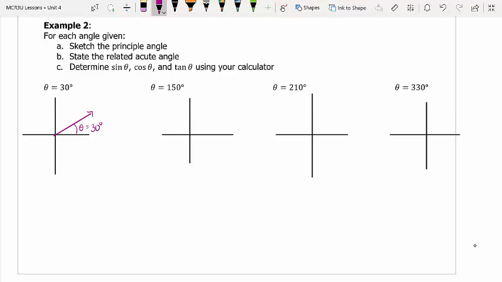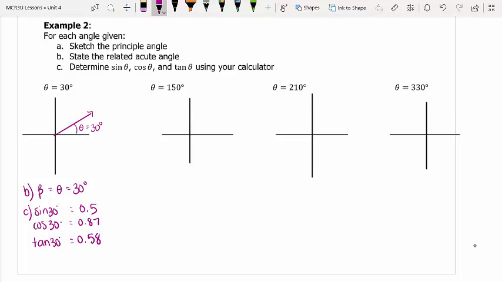Now remember, the related acute angle is the acute angle that is formed between the terminal arm and the x-axis. So in this case, our related acute angle is the same as our principal angle. And remember, related acute angle is denoted as beta. Okay, now let's go ahead and find the value of sine, cos, and tan 30 degrees. And those are the values that you get when you plug them into your calculator.